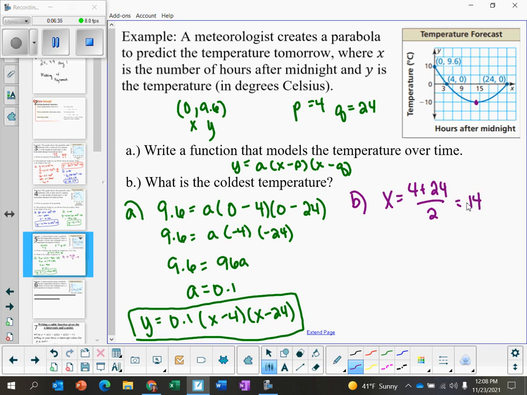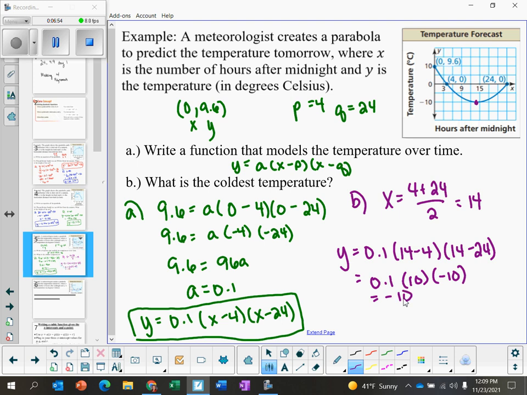And now I'm going to take the 14 and put it back into the equation. So that's 14 minus 4 times 14 minus 24. So that's 0.1 times 10 times negative 10. So my overall answer is negative 10. So the coldest temperature is negative 10 degrees Celsius.